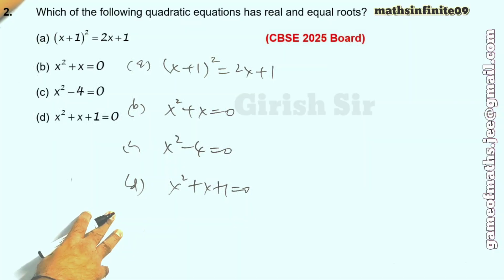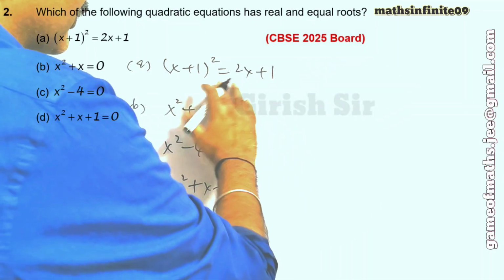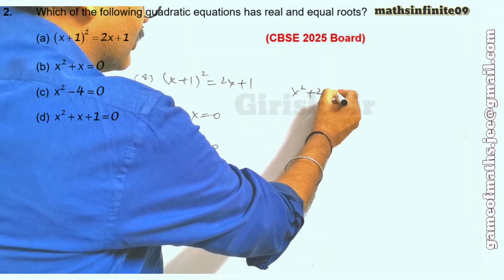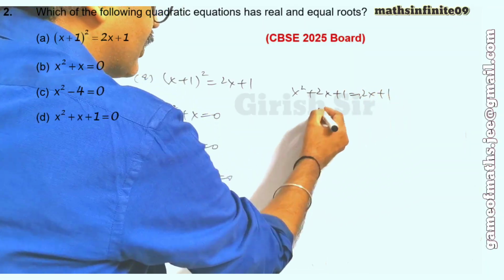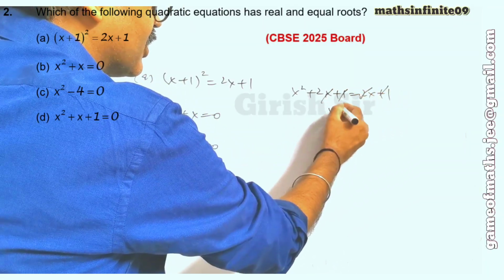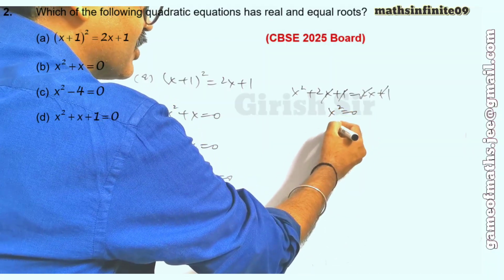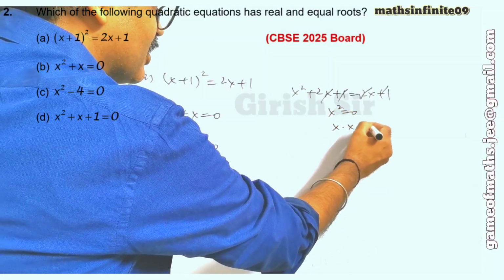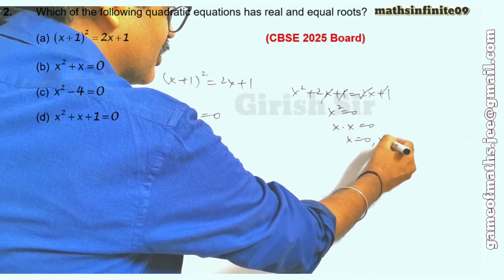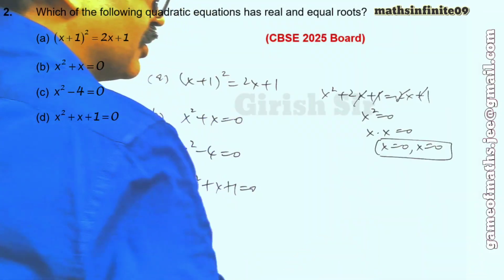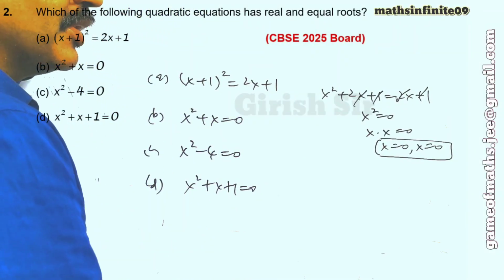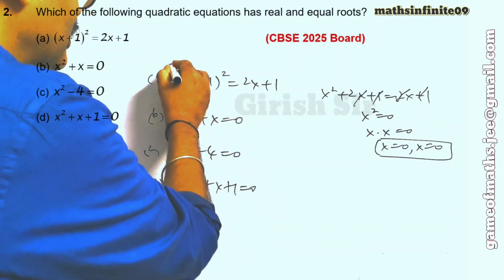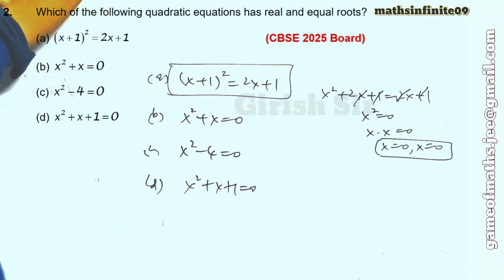Find which of the given quadratic equations will have real and equal roots. So if you look at the first one, expand the left hand side, these terms will cancel out, we'll get x square equal to 0, which means x into x equal to 0, or these are the two roots of the given equation which are real and equal. So option A seems to be the correct answer.